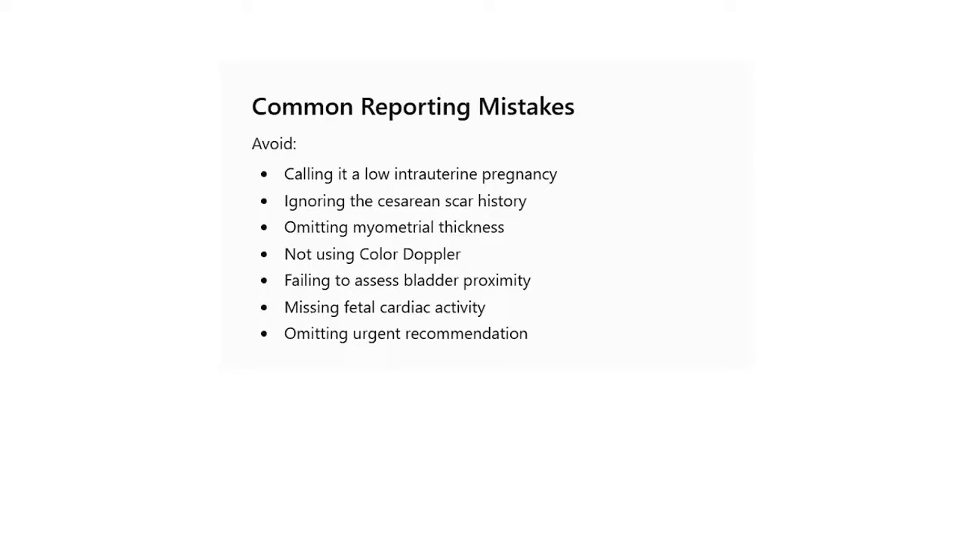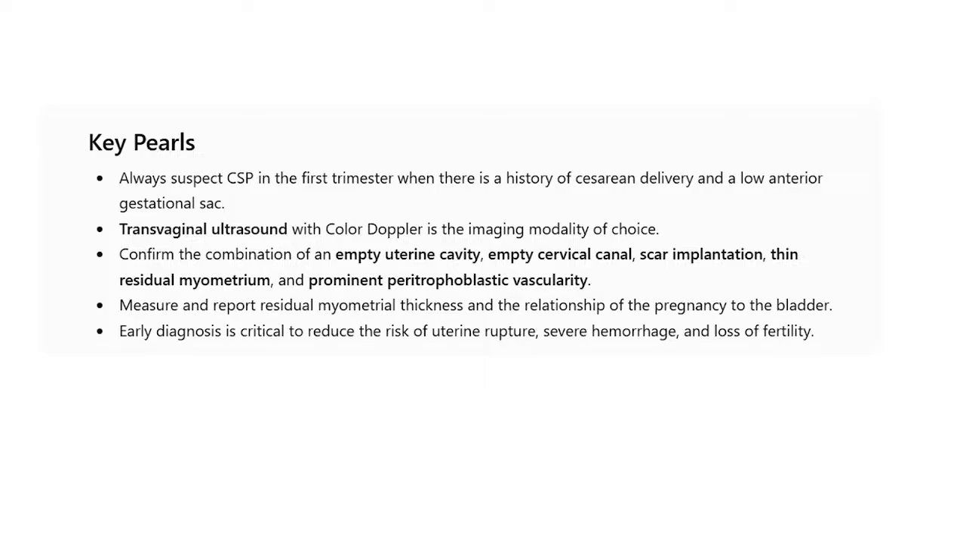So the common mistakes some of you do, or that we do, including myself, are: avoid calling it a low intrauterine pregnancy, ignoring the cesarean scar history, omitting myometrial thickness, not using color Doppler, failing to assess bladder proximity, missing fetal cardiac activity, and omitting urgent recommendations. So those are some of the pitfalls.